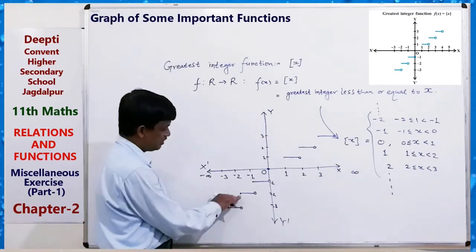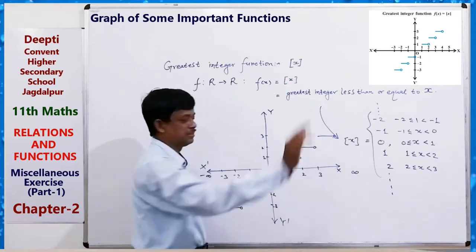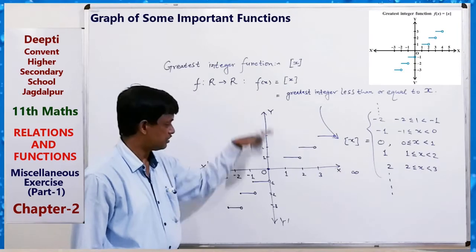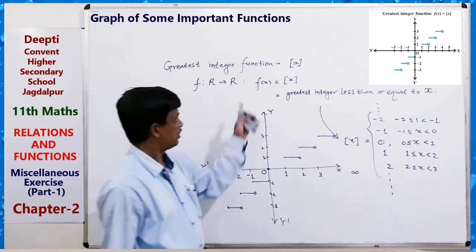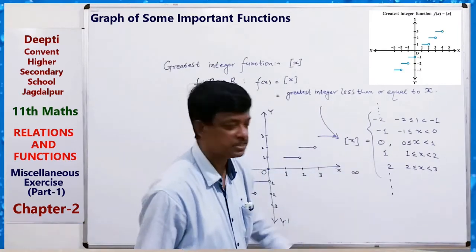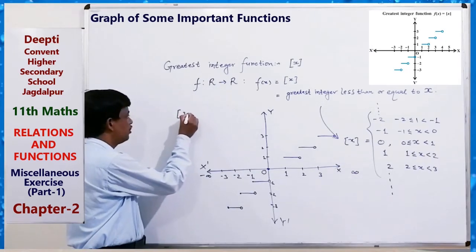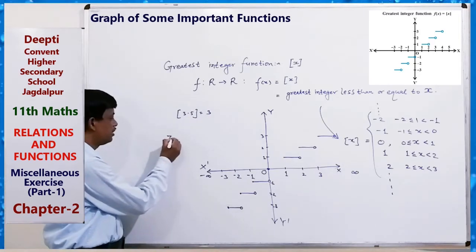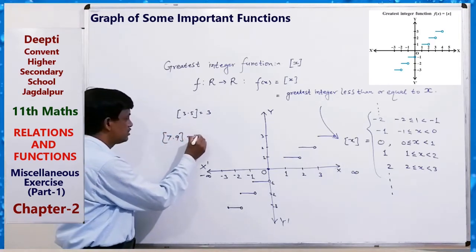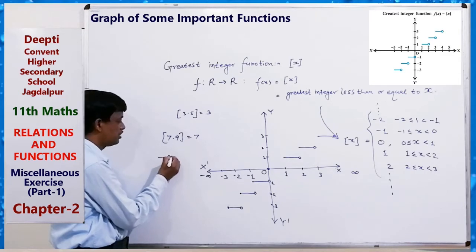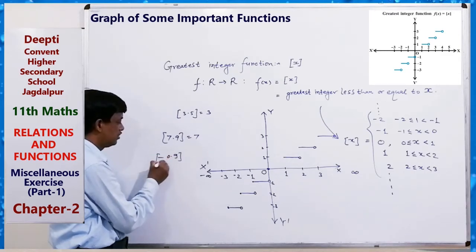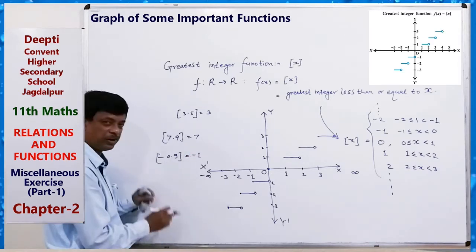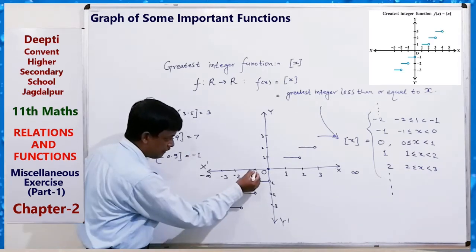Okay, so this is the greatest integer function. Clear? So the graph of the greatest integer function is this. How can we interpret the value of the greatest integer function? Suppose we are given 3.5, then this is equal to what? 3. Suppose 7.9, this is equal to what? 7. Suppose -0.9, this is equal to what? -1, because -0.9 is lying here.